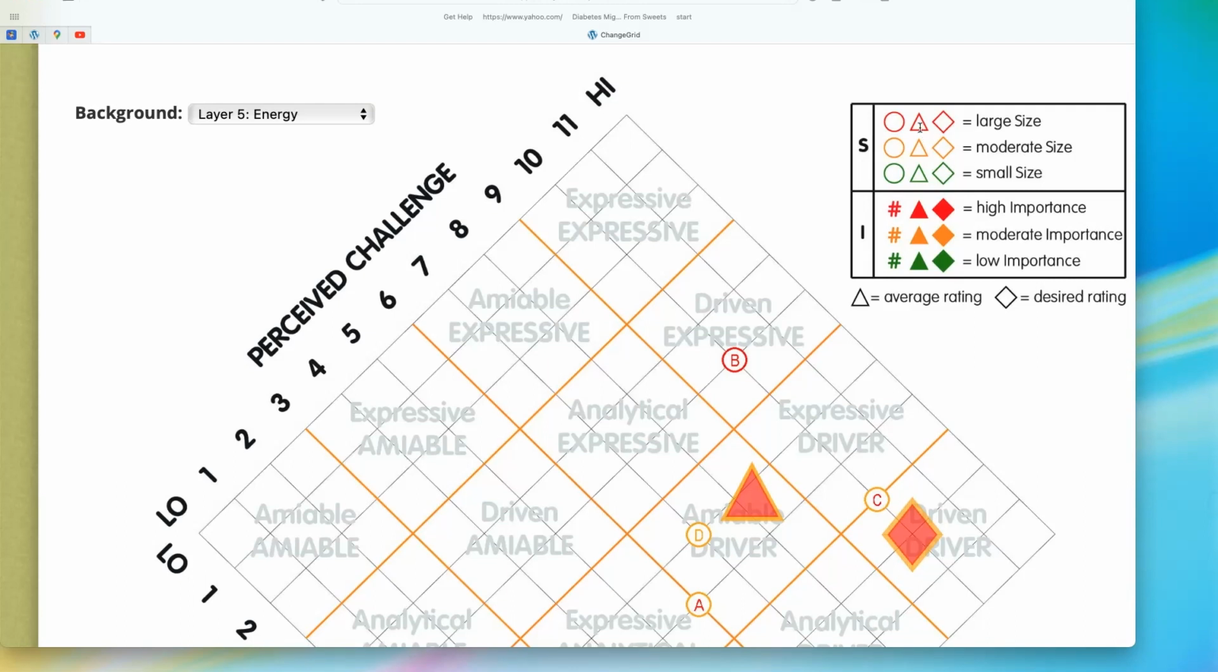Now, you'll also see that there's a triangle and a diamond. The triangle is the average rating. And so you'll see here, this is the triangle that shows the average rating, and it is enclosed by an orangish gold kind of color. That tells us that the average rating indicated a moderate size. Okay, and the diamond is the ideal location. And we thought ideally this should be a moderately sized activity.